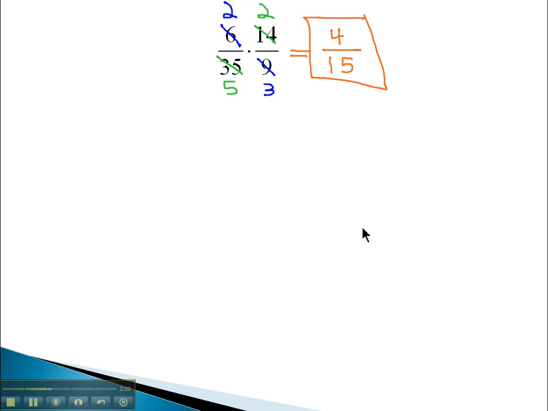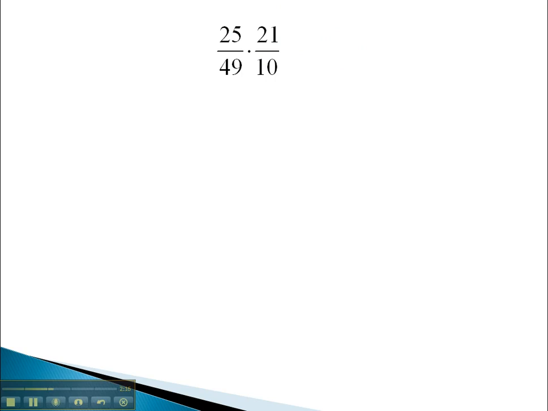Let's try another example that asks us to reduce first. In this problem, 25 over 49 times 21 over 10, we again see several factors that can reduce out. 25 and 10 are both divisible by 5. 25 divided by 5 is 5, and 10 divided by 5 is 2.